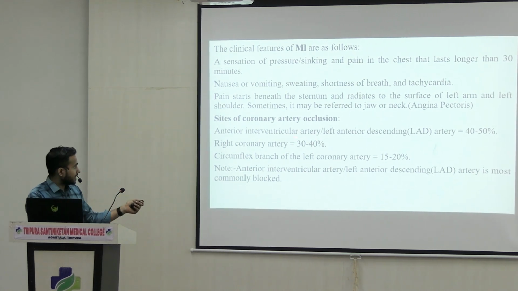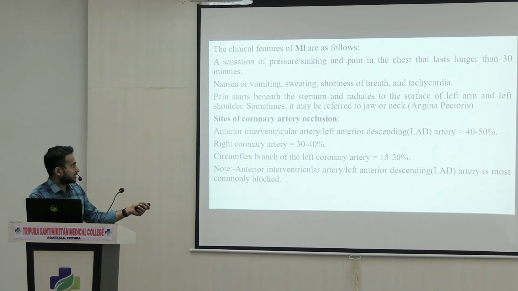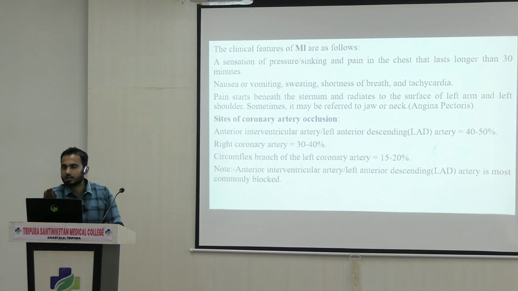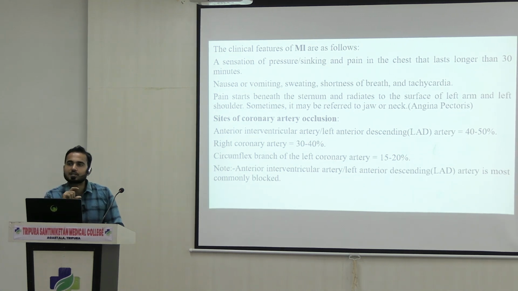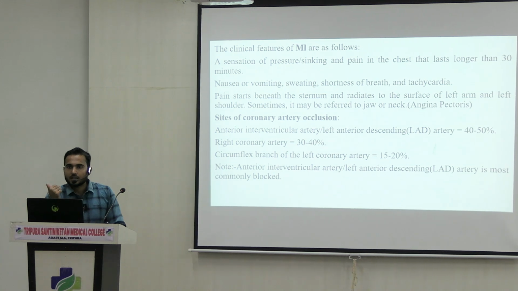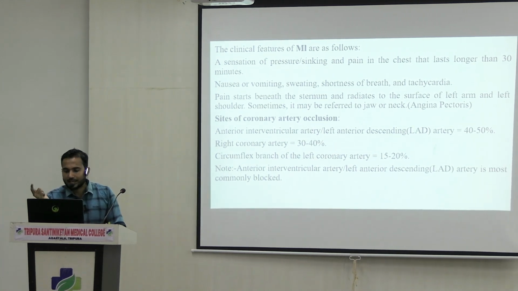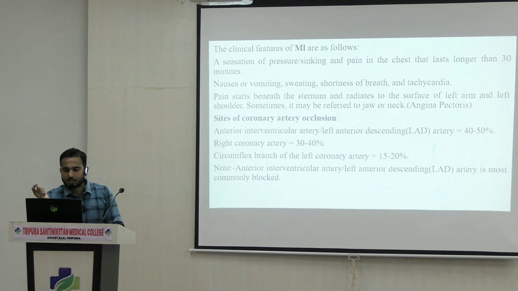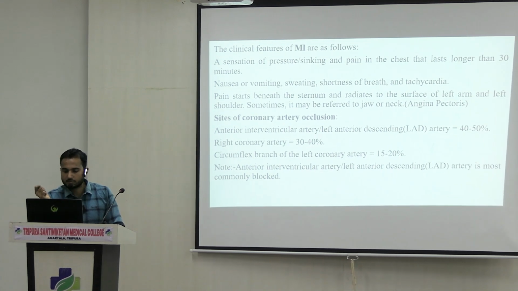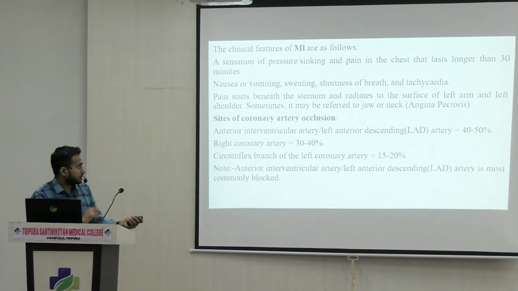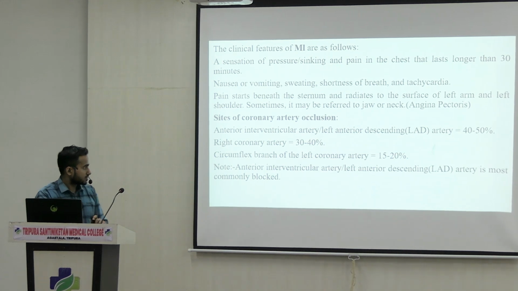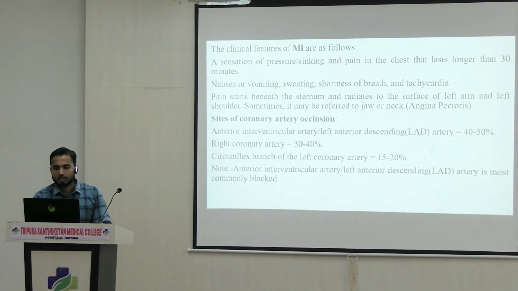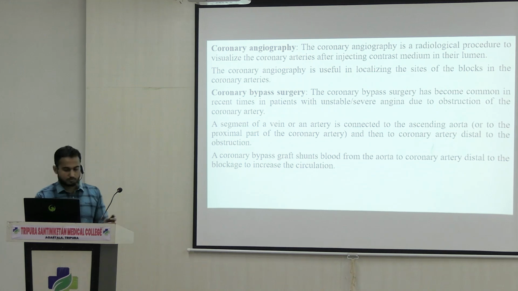The anterior interventricular artery or left anterior descending artery, also called LAD, in 40 to 50% of the cases. That means when myocardial infarction is taking place, which arteries are most commonly blocked? Among them the most commonly blocked is the LAD, left anterior descending, in 40 to 50% of the cases. Then right coronary artery, 30 to 40% of the cases. Then circumflex branch, LCX, 15 to 20% of the cases. So mostly the anterior interventricular branch or LAD gets blocked in myocardial infarction.